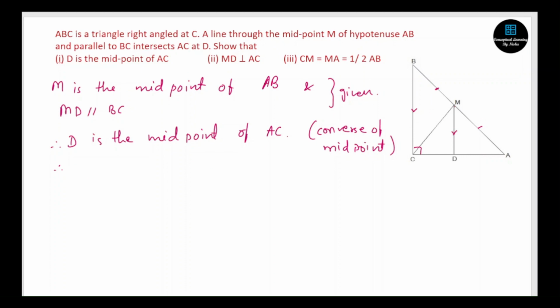Okay. Now we have to prove that MD is perpendicular to AC. So these two are parallel, right? BC and MD are parallel, and this is 90 degrees. So automatically this is also 90 degrees. So let's write this. BC parallel to MD, angle BCD plus angle MDC is equal to 180. What is the reason? Supplementary angles.